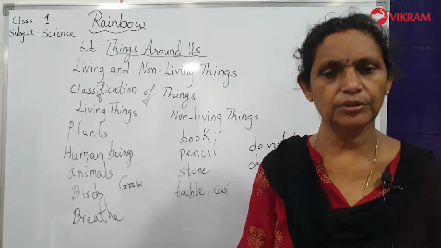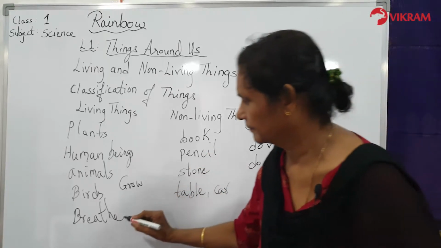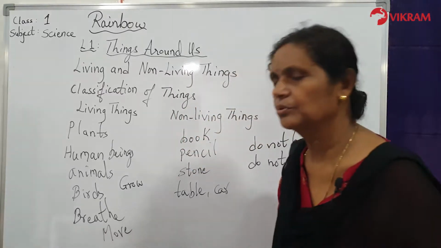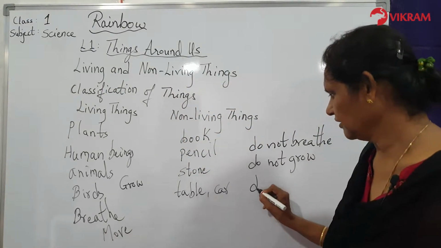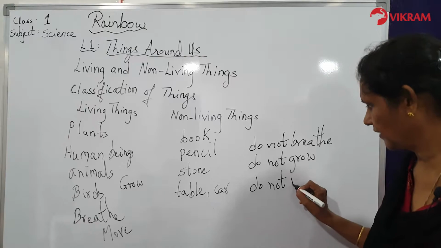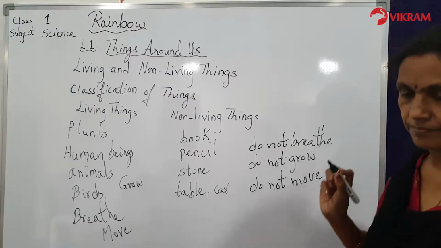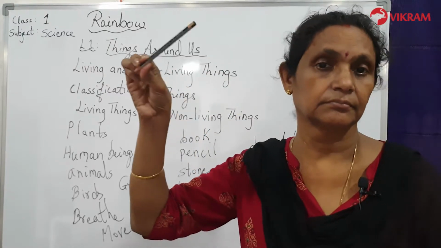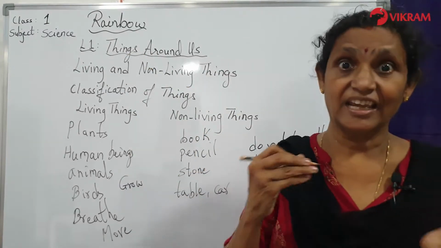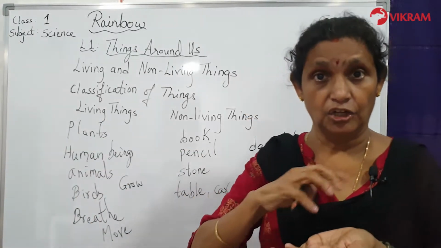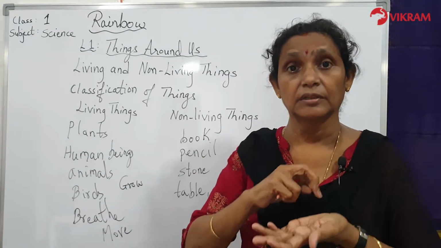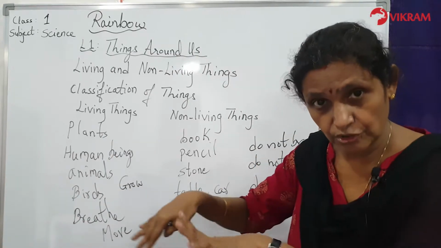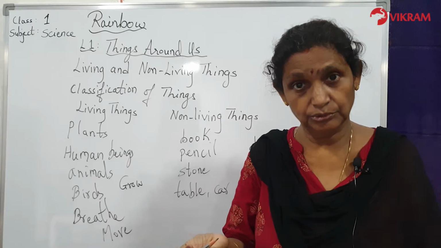Now we talk about most important is movement. Can they move? Yes. All living things can move. But these things do not move. Have you seen any pencil moving? But cats, you can see them moving. Dogs will move. Birds will fly and move. Human beings like us, people also walk, they run, they move.